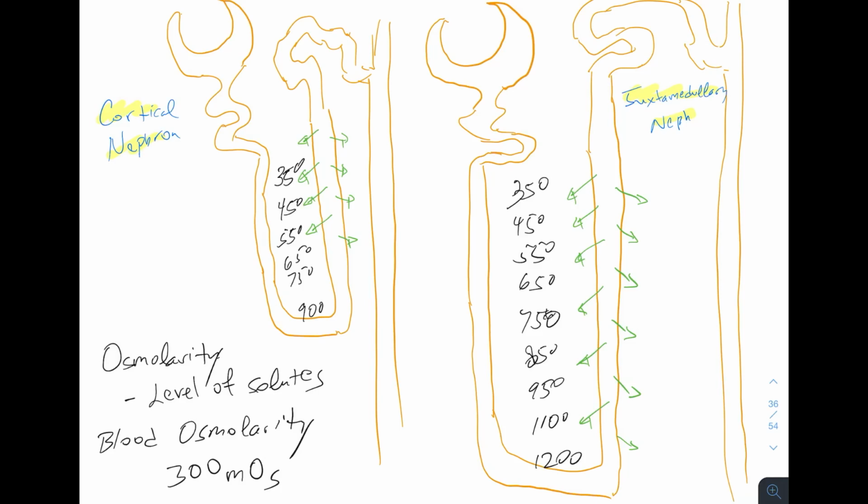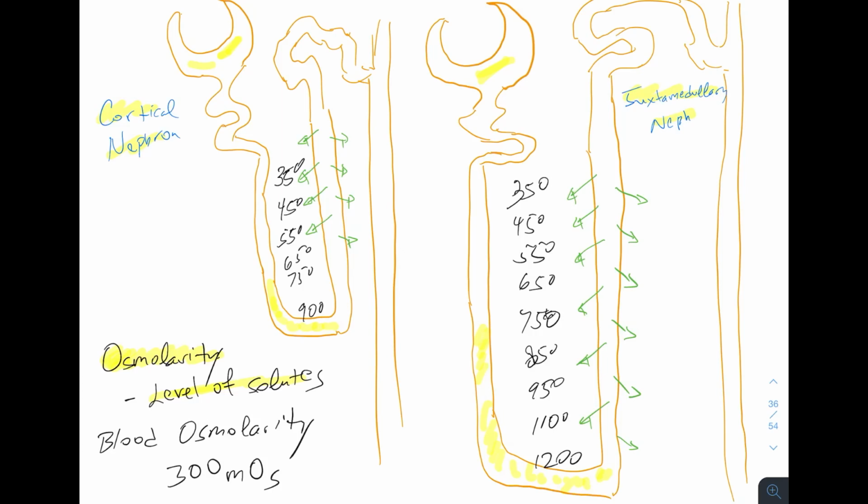First of all, with cortical nephrons, the Bowman's capsule is higher up in the cortex. The loop of Henle does not go deep into the medulla, so it stays more superficial. With juxtamedullary nephrons, on the other hand, the Bowman's capsule is a bit lower in the cortex, but the loop of Henle dives very deep into the medulla, and it allows for the medulla to become more and more concentrated with solutes. Now, the word that we use for the level of solutes is osmolarity. That tells us how concentrated any solution is.